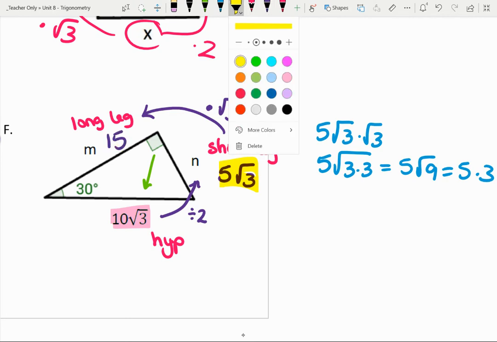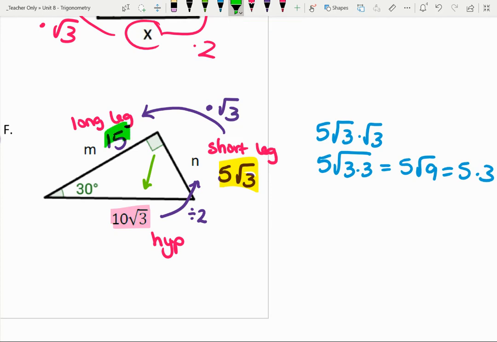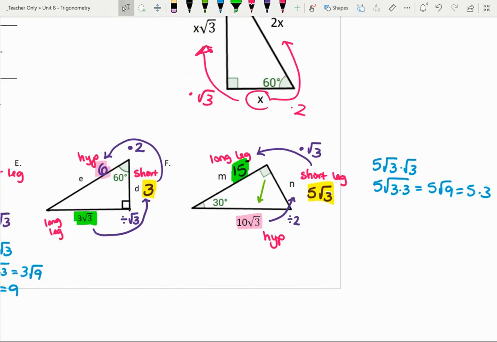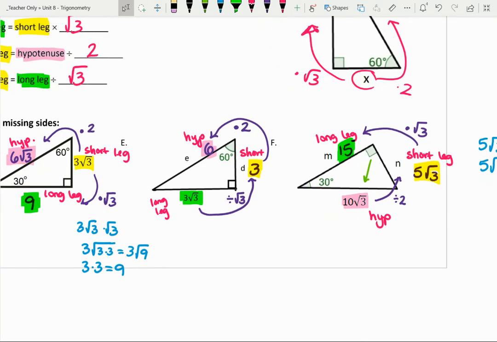And again, if you are just not sure about these relationships, you can always check your answers using the Pythagorean theorem. There's nothing to stop you there. Remember, a squared plus b squared equals c squared. It's an old friend of ours.